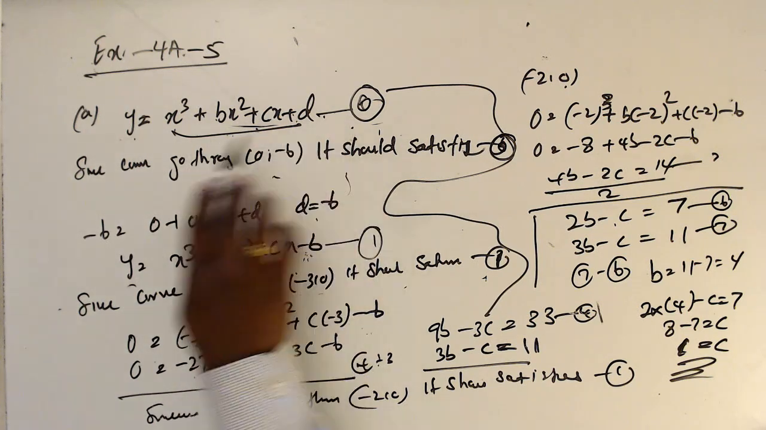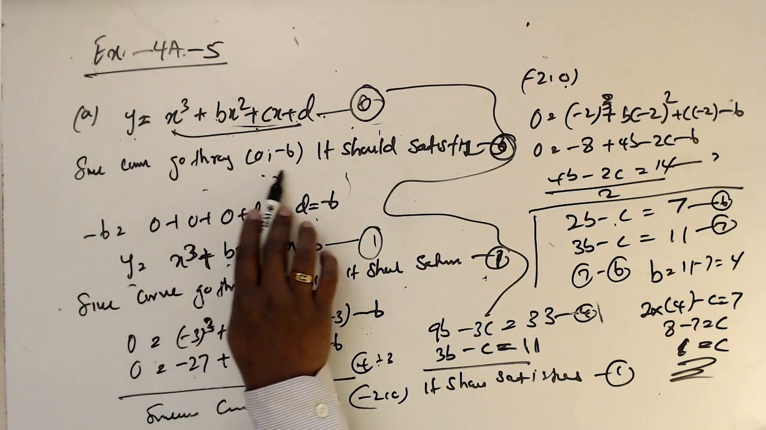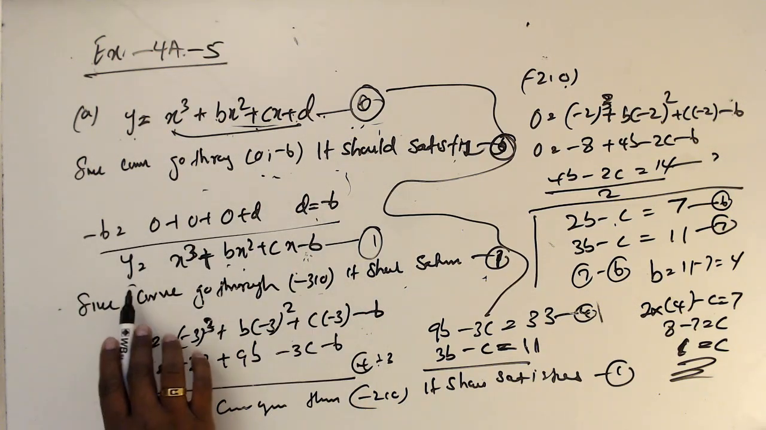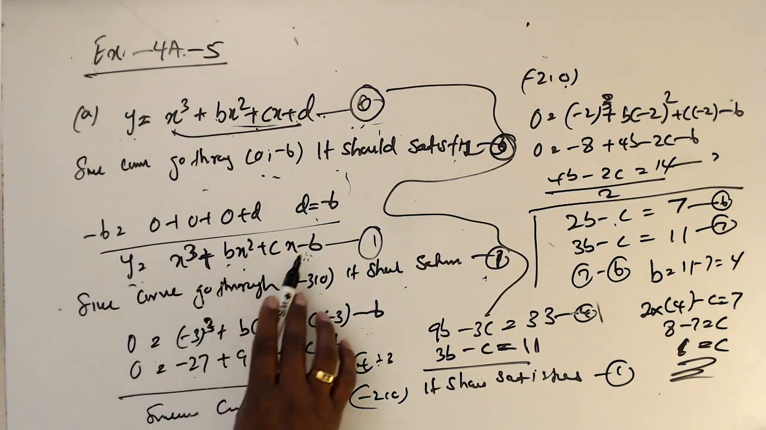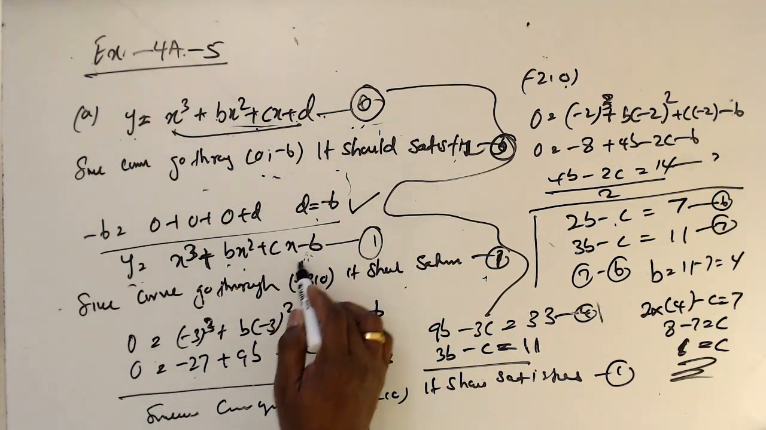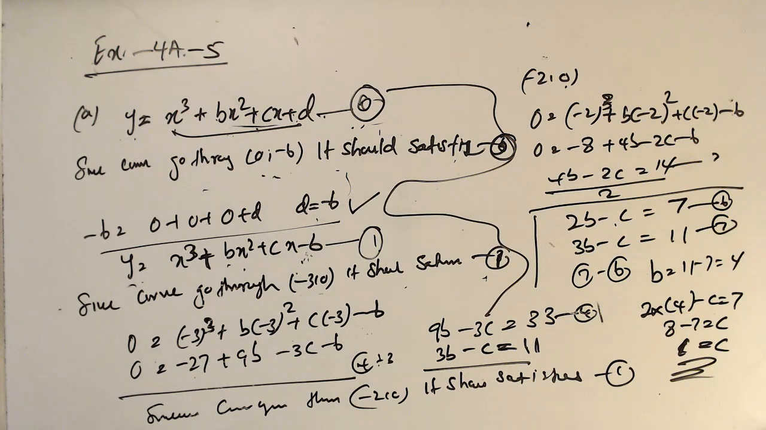This is the 0 equation. Since it goes through 0, 6, it should satisfy this one. Then I substitute and I found that d equals minus 6. Then I substitute back and I get that is 1. Now since it goes through minus 3, 0, again I substitute those 2 points, and I simplify and I get this equation. Now I have one equation in hand.